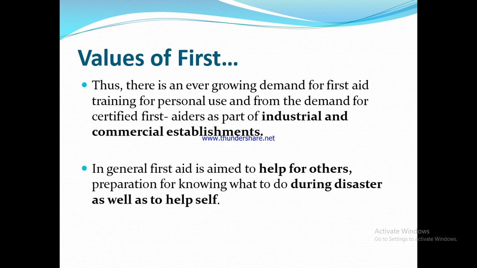So there is a growing demand for first aid training for personal use, and a demand for certified first aiders as part of industrial and commercial establishments. There is high personal interest in becoming a certified or trained first aider. In general, first aid aims to help others, to prepare for knowing what to do during disaster, as well as to help yourself. The first aider can even help himself.